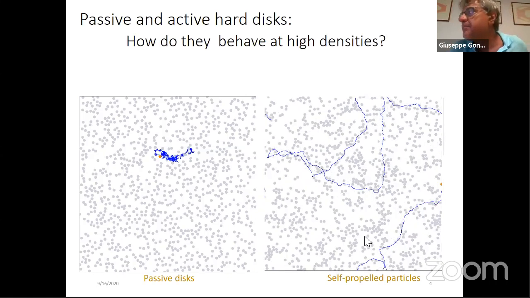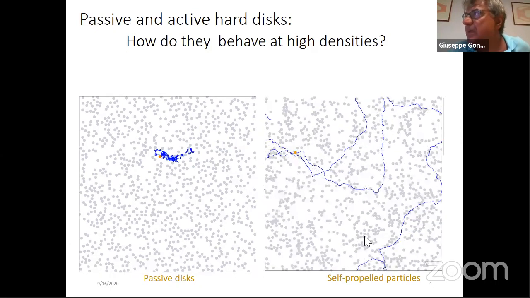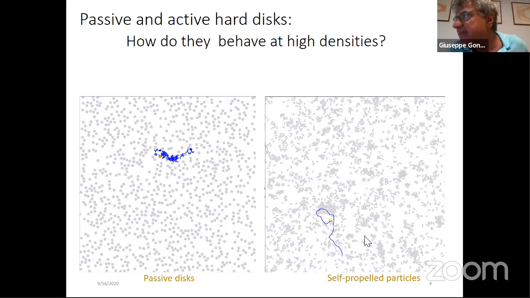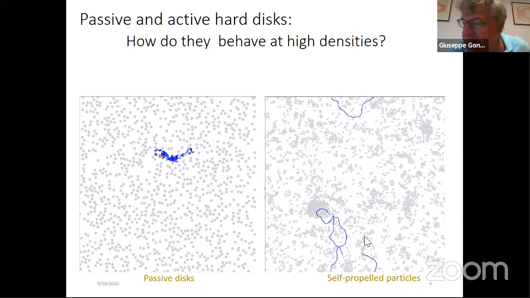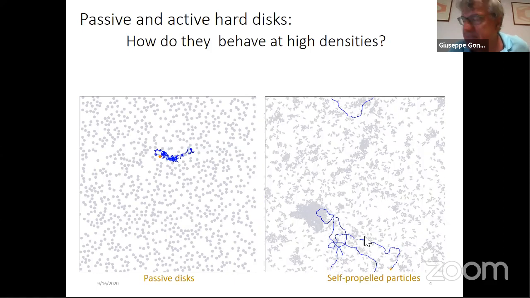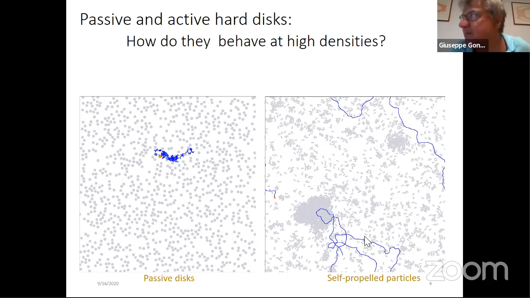But the main point of this talk is what happens if you go to high density. If you go to high density, I'll show you another movie at high density. In this case, instead, I found only this movie on my computer, and this movie is with molecules, not with hard disks, but it is the same.